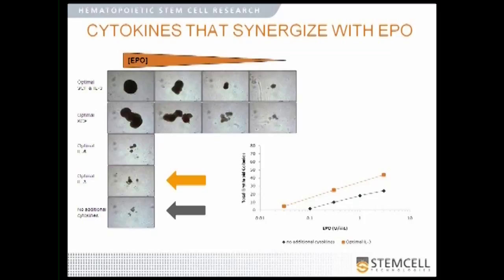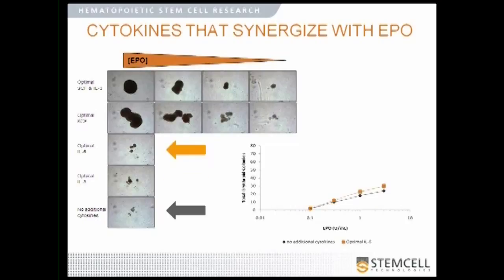If you now add IL-3, for example, in an EPO dose response CFC assay, you can see that you get more erythroid colonies, as indicated in the graph by the orange line. And in the photo, in the presence of optimal IL-3, as indicated by the orange arrow, the size of the colony does not really change, thus suggesting IL-3 synergizes with EPO to improve the number of progenitor colonies able to grow out, but not the number of cells per colony or the proliferative potential of the progenitor.